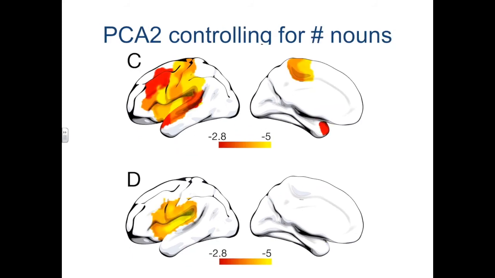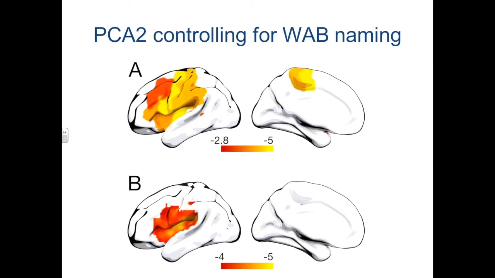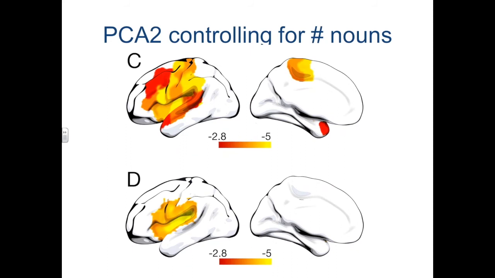Now, a similar pattern emerges when you control just for the number of nouns. So we're not just controlling for naming as a performance score based on the 4 subtasks of the WAB. This is purely for the number of nouns elicited. We get a very similar map, as you can see here.